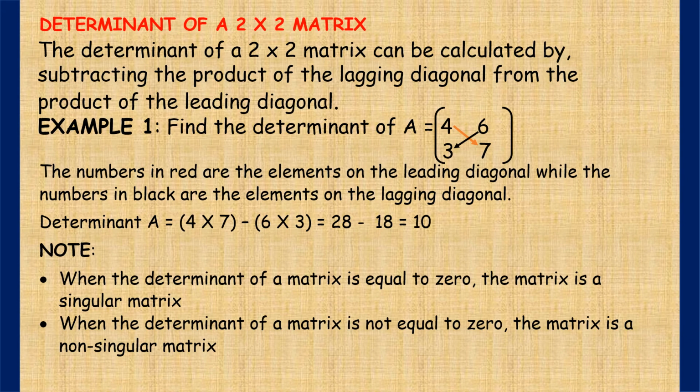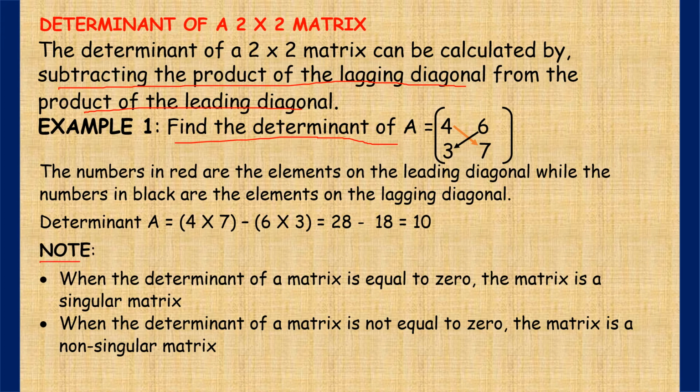Let's go to the determinant of a 2 by 2 matrix. Now, the determinant of a 2 by 2 matrix can be calculated by subtracting the product of the lagging diagonal from the product of the leading diagonal. What do I mean by this? Let's look at an example. Find the determinant of matrix A equals 4, 6, 3, and 7. Which one is the leading diagonal? It is 4 and 7. So the product of 4 and 7 is 28. The product of 6 and 3 is 18. So 28 minus 18 will give you 10. And so that's the determinant of matrix A.